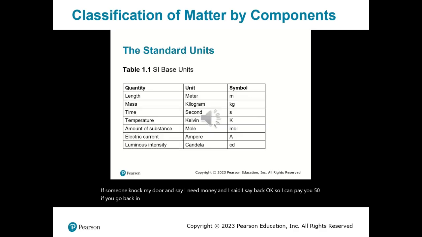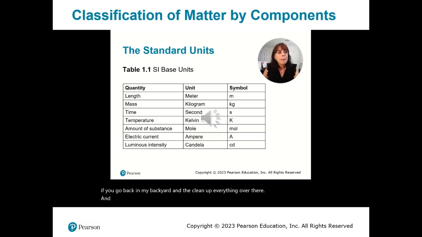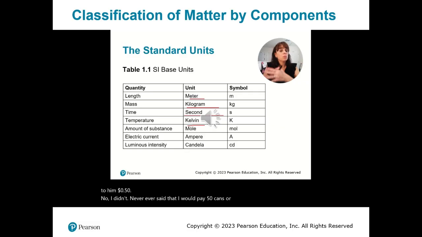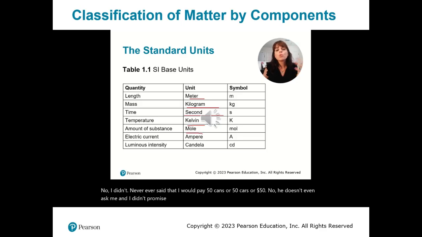So the standard units that you're going to see a lot in chemistry and in science in general are meter for length, kilogram for mass, second for time, Kelvin for temperature, and moles. Those are the most common units that we're going to use during this course. And those are the symbols.